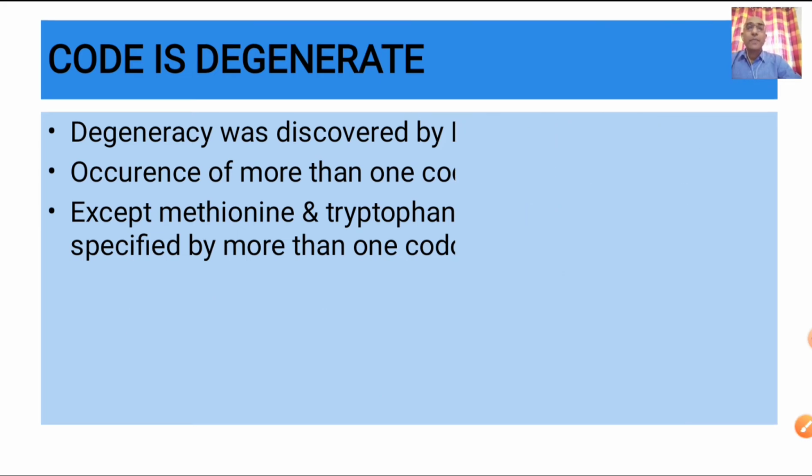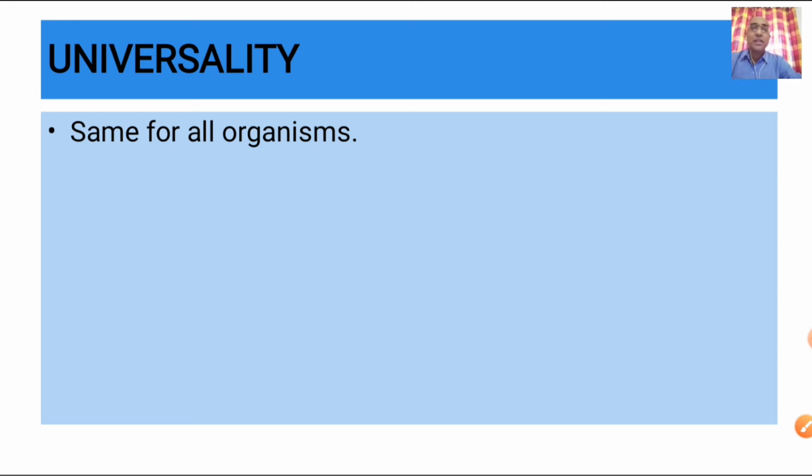Now come to the next one, that is universality. That is, the genetic code is the same for all organisms. But there are some exceptions that I will let you know in the last slide. So universality means it is the same for all organisms.